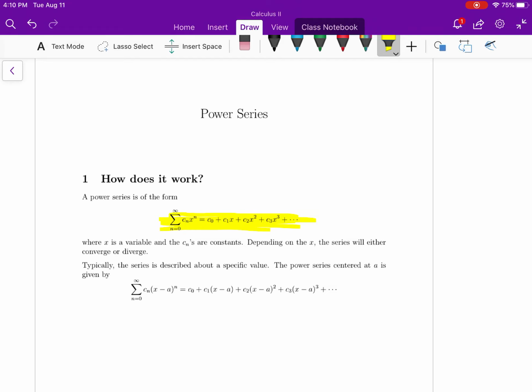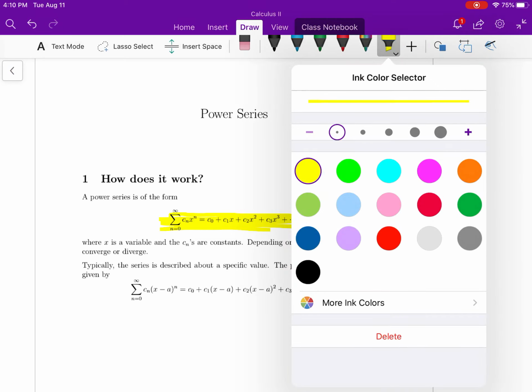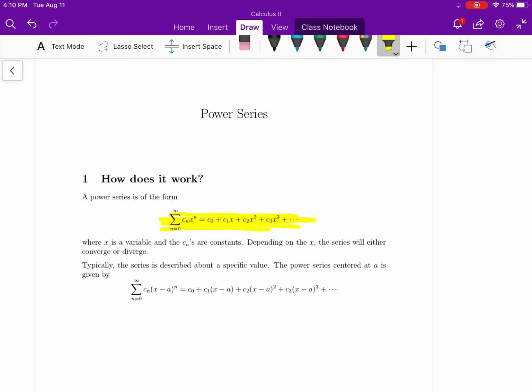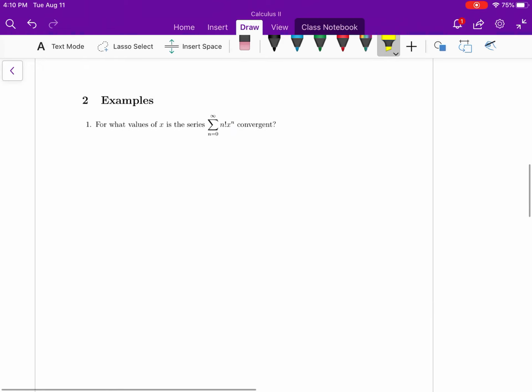If you want it even more generalized for a power series about any value a, then essentially all your x's are inside parentheses. The powers are the same, but instead of x minus 0, essentially you have x minus a terms. And that's what we're going to explore in this particular lesson. So let's get to our first example.